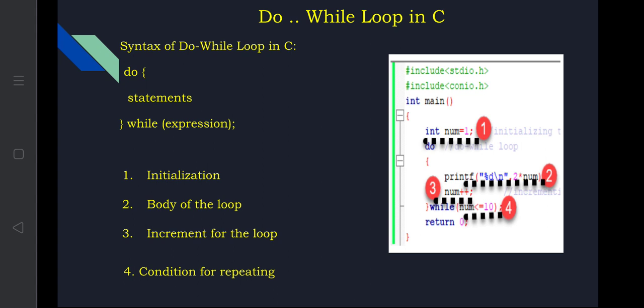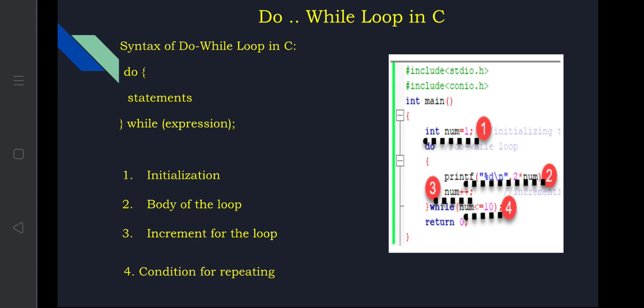And then here we have the fourth one, which is the while condition, while num less than or equal to 10. So now the condition for repeating is checked at the end, which is an exit control loop. So here 4 is the condition. In while we check the condition first, then we start. Here we do and then we check the while condition.